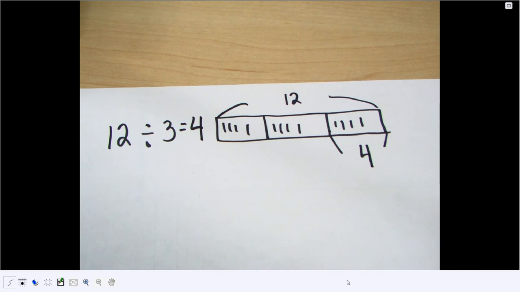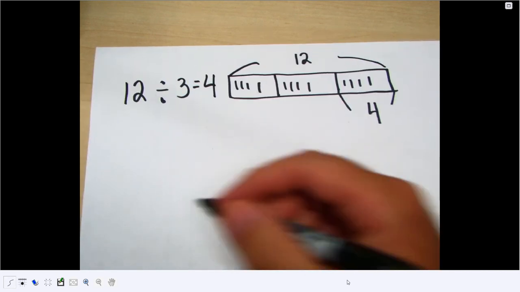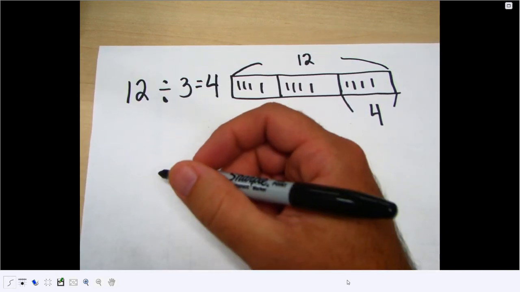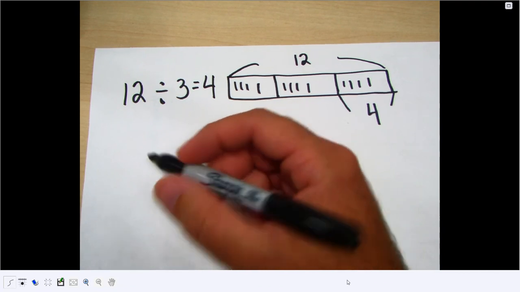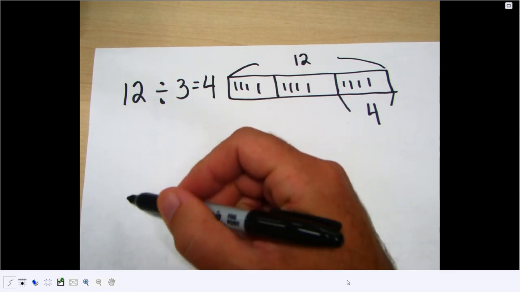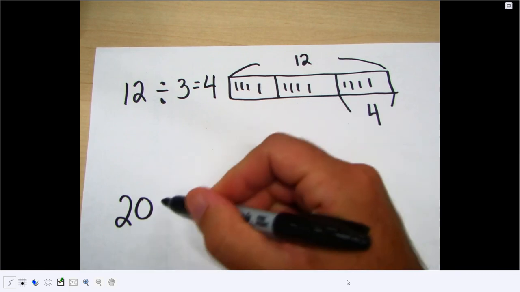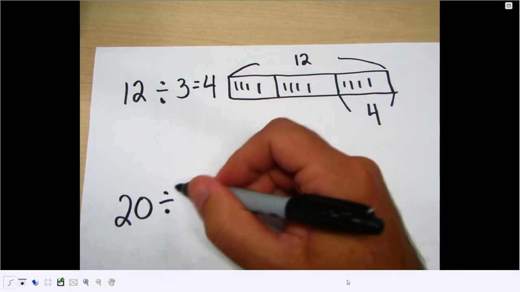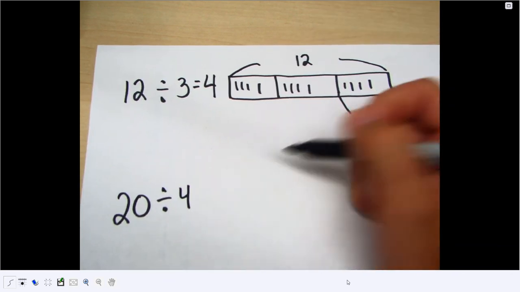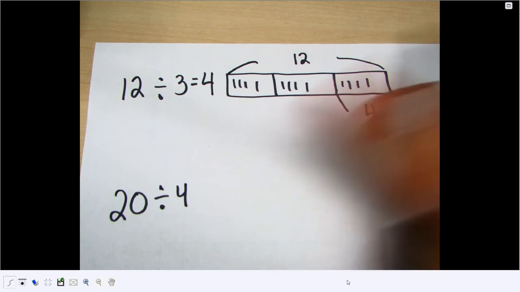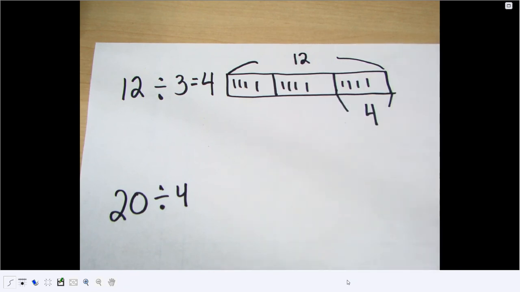I want you to try one more, and after you do this one, I'm going to write the problem. You pause the video, do it, and then come back and watch and see if you got the right answer. So let's do 20 divided by 4. Okay, pause it, draw your picture, see what your answer is.